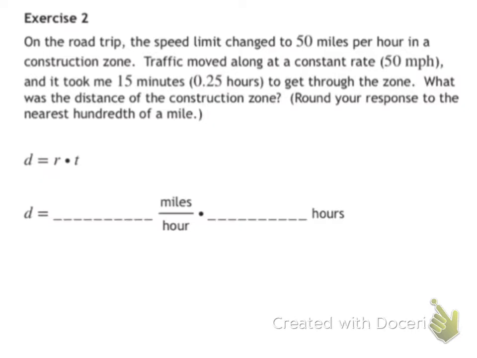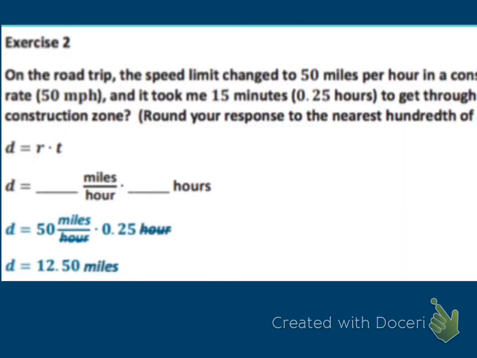Here is exercise 2. I want you to pause the video, try it on your own. When you're ready, turn it back on, and the answer will be shown. So after pausing the video and coming back on, you should have had the rate as 50 miles per hour, and you multiplied by 0.25 hours. And your final answer should have been the distance is 12.50 miles.